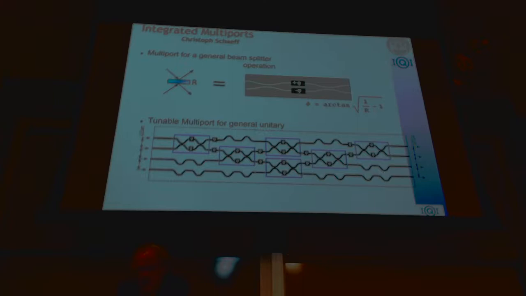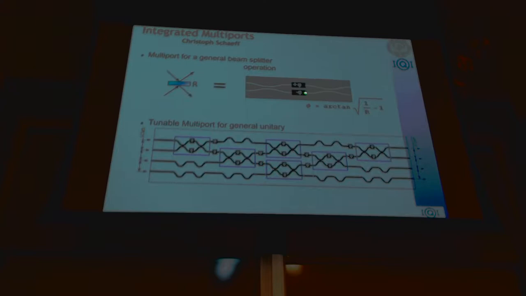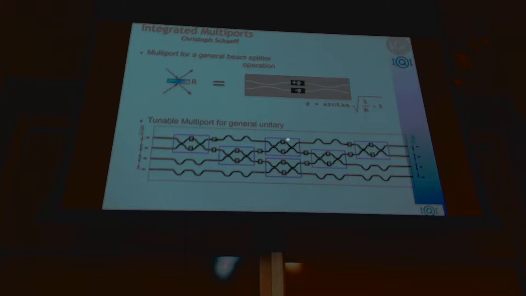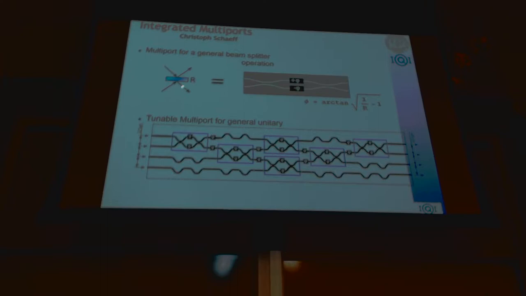What you see here on top is the realization of a general beam splitter with arbitrary reflectivity, and it can be built up out of 50-50 beam splitters. So the final story is that you can build up any unitary operator here out of 50-50 beam splitters and phase shifters. You don't need more than that. So that is the realization of an arbitrary beam splitter with an arbitrary reflectivity R, where the phase is related to the reflectivity this way.